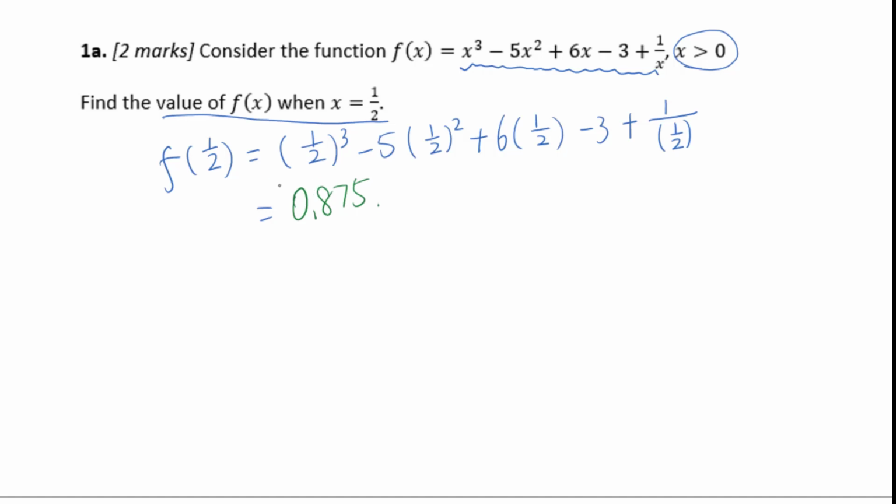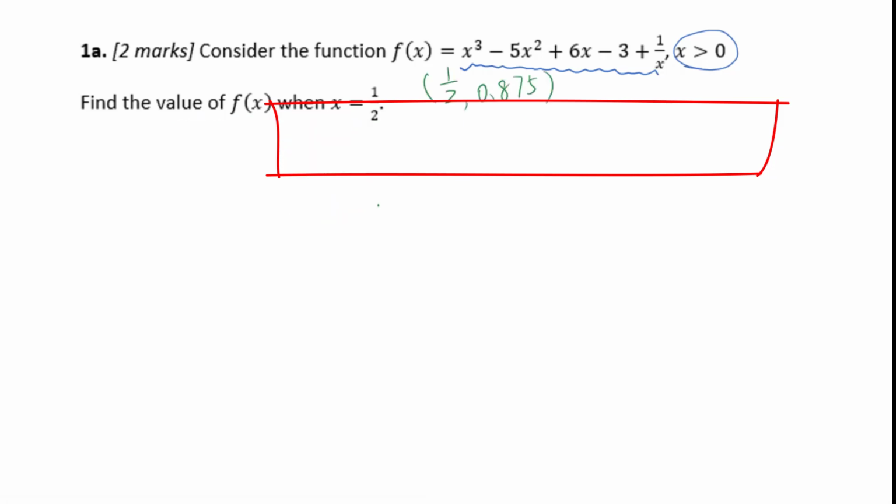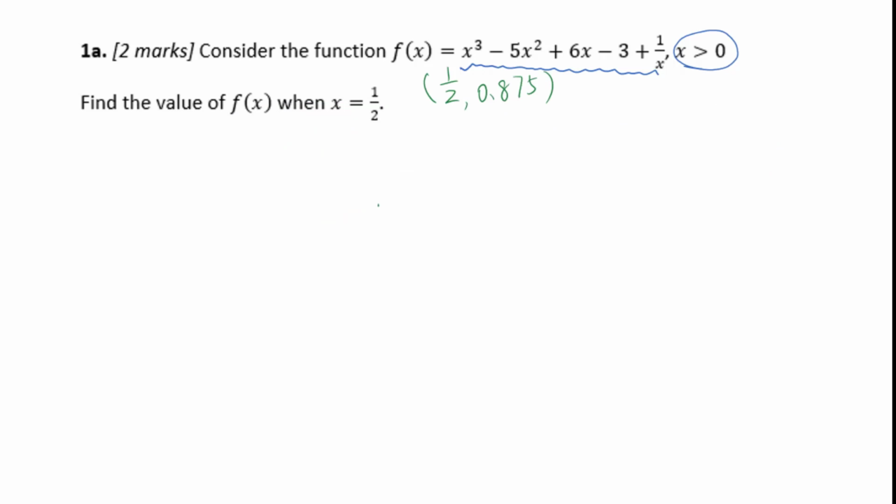Remember, in the IB exam, show the work of how you do the substitution, or how you plug in the value into the function. From this f of x, we know there is a vertical asymptote line, x equals 0. F of x is a combination of a polynomial function and a rational function. Whenever you see this rational function, you can figure out the vertical asymptote line, x equals 0.